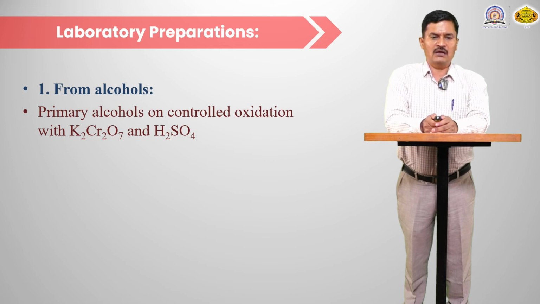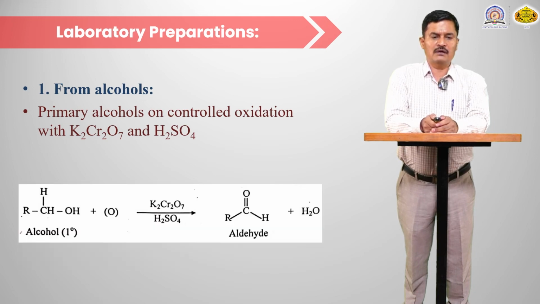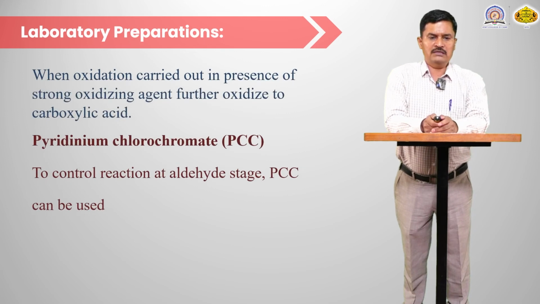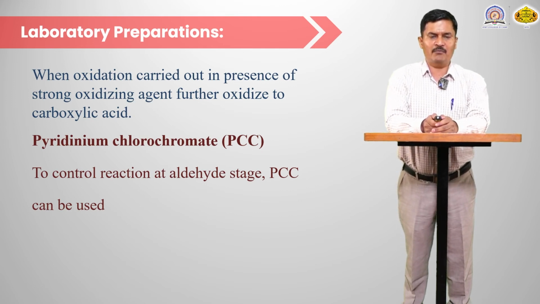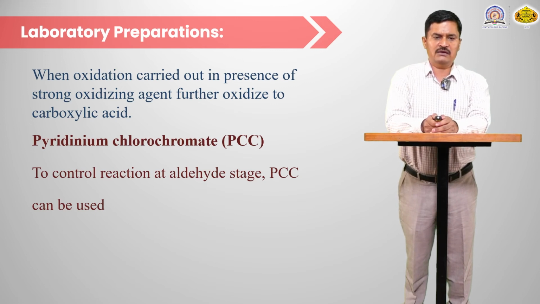Primary alcohols on controlled reaction with K2Cr2O7 in the presence of dilute H2SO4 react with the oxidizing agent and convert into the aldehyde. This reaction does not stop at the aldehyde stage, so further oxidation is also possible in the presence of the same reagent, and it then converts into the corresponding acid. When the oxidation is carried out with a strong oxidizing agent, it further oxidizes to the carboxylic acid. Aldehydes are also easily oxidizable compounds that convert into the corresponding carboxylic acid.